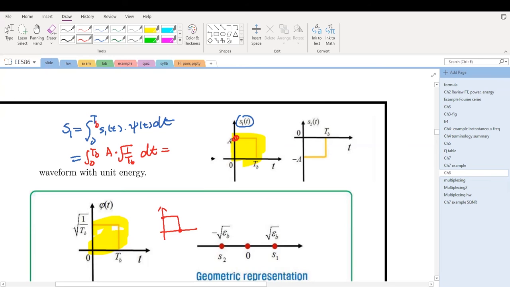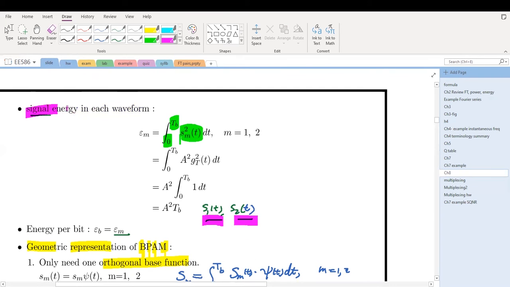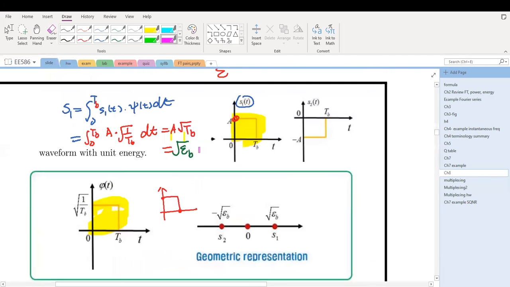What does this equal to? We do this, and that's A square root Tb. The energy in each waveform is A squared Tb. This also equals Eb, the energy per bit. So therefore, A multiplied by the square root of Tb equals the square root of Eb. Okay, so this is the coefficient for waveform s1.